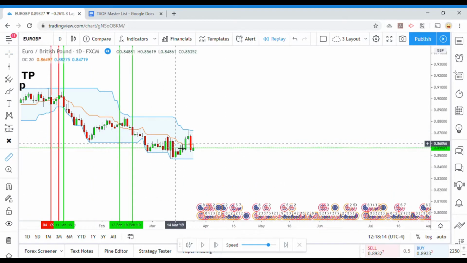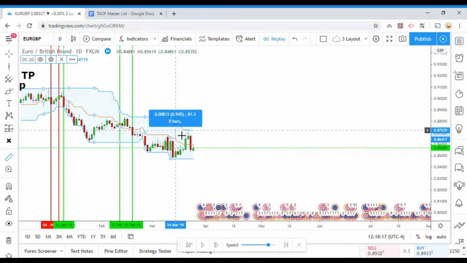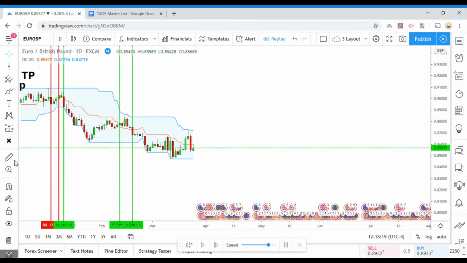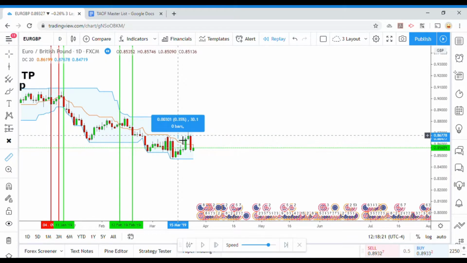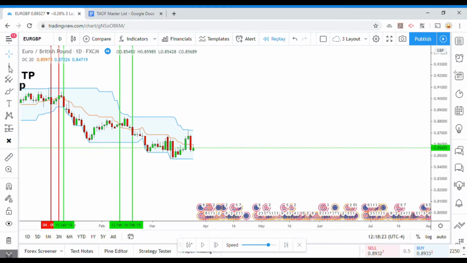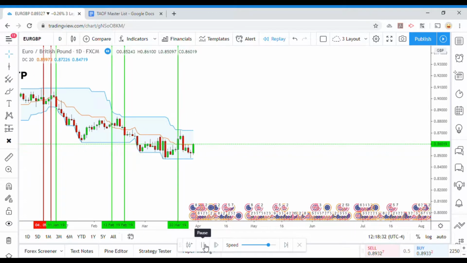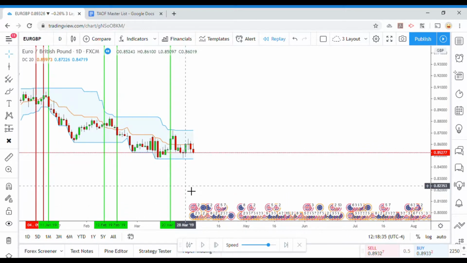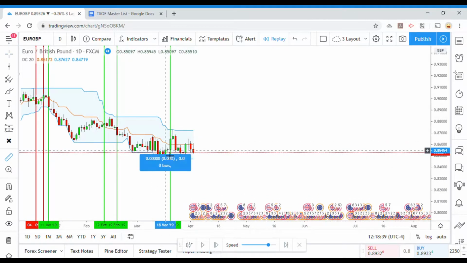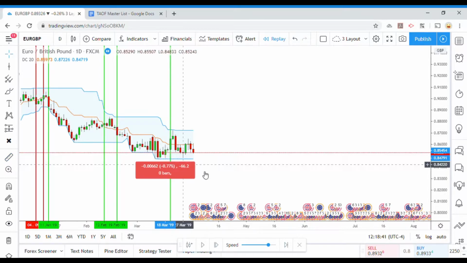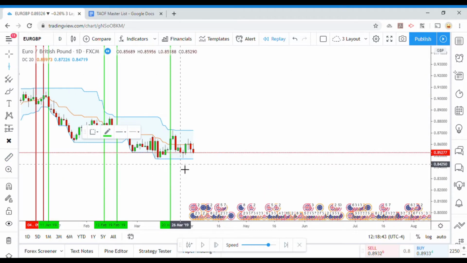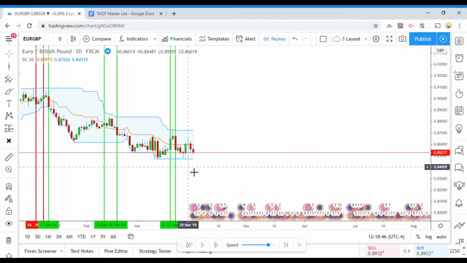Let's see. Looks like we got the win on that one as well. Came back down, broke below. Let's see where this one's going to go. And another win. Not too bad.